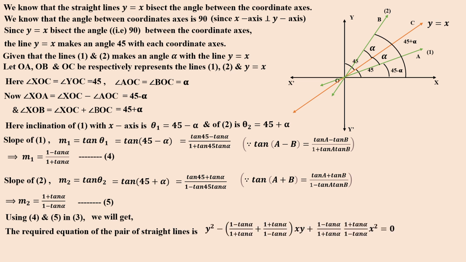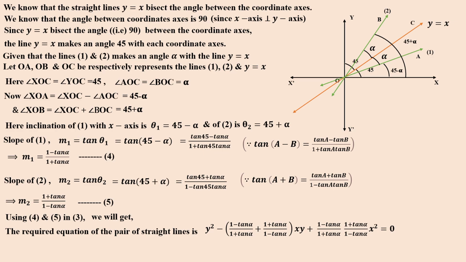So y square minus, substituting the values of m1 plus m2, into xy, (1 minus tan alpha by 1 plus tan alpha plus 1 plus tan alpha by 1 minus tan alpha) into xy, plus m1 m2 x square. So (1 minus tan alpha by 1 plus tan alpha) into (1 plus tan alpha by 1 minus tan alpha) into x square equal to 0. This is the required pair of straight lines. Now we are going to simplify that one.